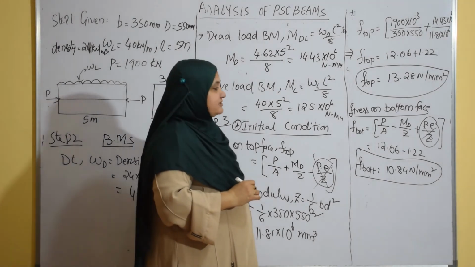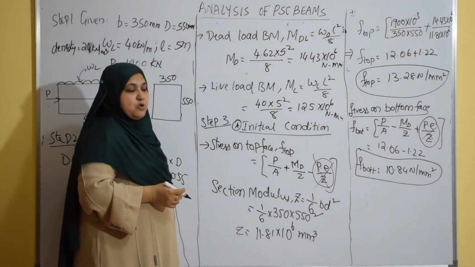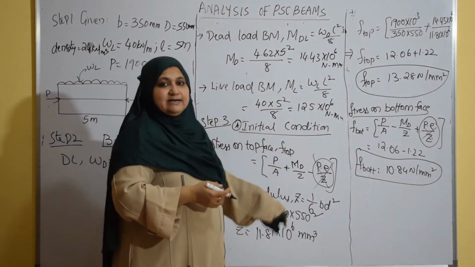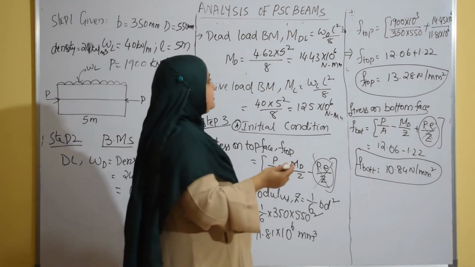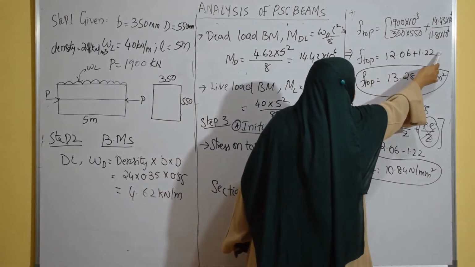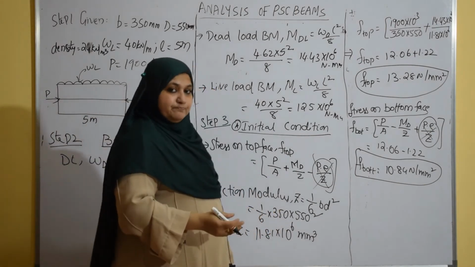Okay, these are the stresses on the top face of the beam and the bottom of the beam. Okay, so let us see the final condition, that is when load is applied. When load is applied, only an extra thing will come, that is here plus bending moment due to live load by Z, here minus bending moment due to live load by Z.